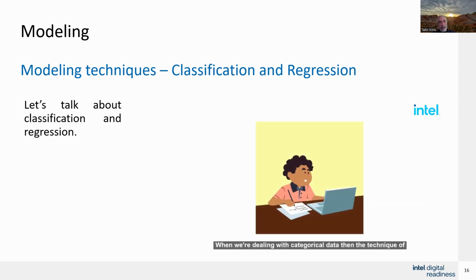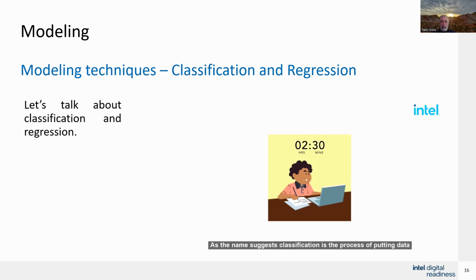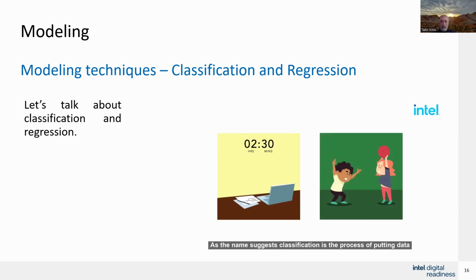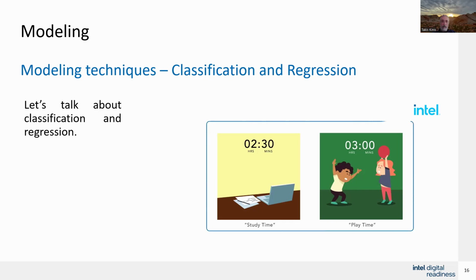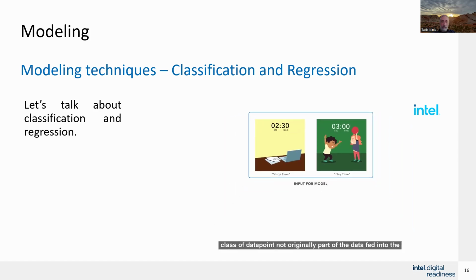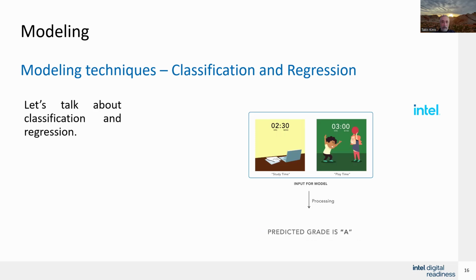When we are dealing with categorical data, then the technique of classification can be applied. As the name suggests, classification is the process of putting data into different classes or categories based on previously labeled data. Typically in classification, we often input features of labeled data. This is to identify the class of data points not originally part of the data fed into the model. For example, if we consider the previous data, a classification problem could be to predict the grade received by a student based on the inputs of hours spent playing and studying.